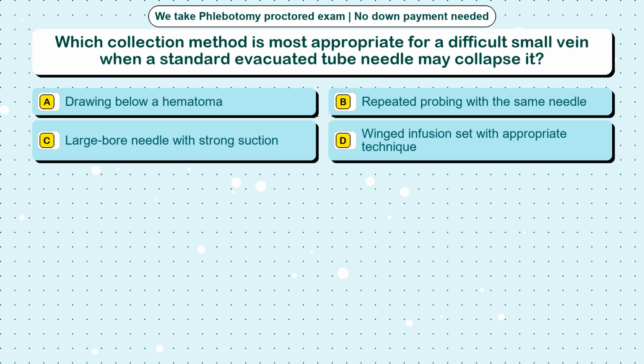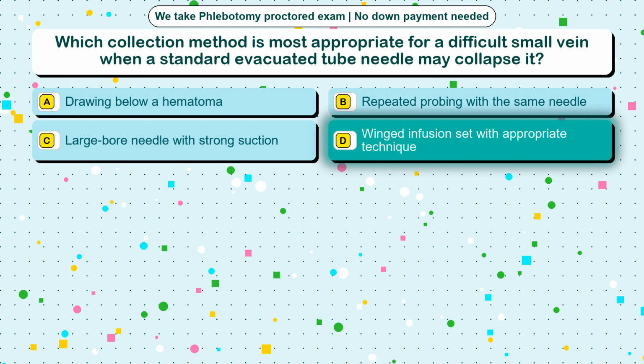Question 14. Which collection method is most appropriate for a difficult small vein when a standard evacuated tube needle may collapse it? Option A, drawing below a hematoma. Option B, repeated probing with the same needle. Option C, large bore needle with strong suction. Option D, winged infusion set with appropriate technique.